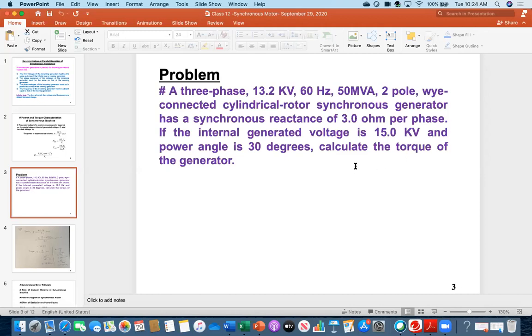The torque will be power over omega. Omega is in radian per second, which you will get from pole number 2 and frequency 60 hertz. So is everybody trying with your calculator?